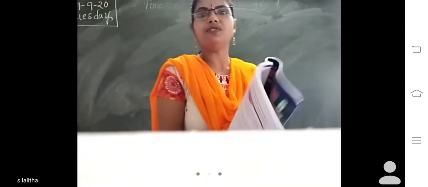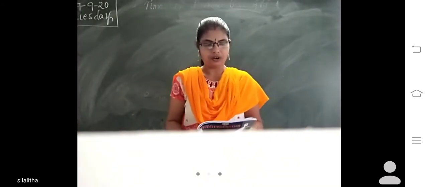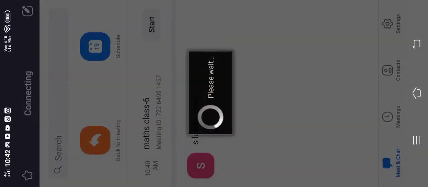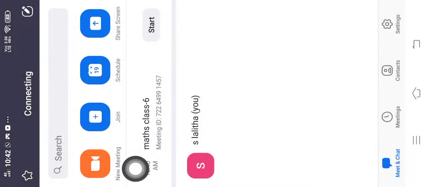In the previous class, four sums were completed. Now we will continue with the next sum, the fifth sum. What is the fifth question? Find the smallest number that must be added to 128 so that it becomes exactly divisible by 5.